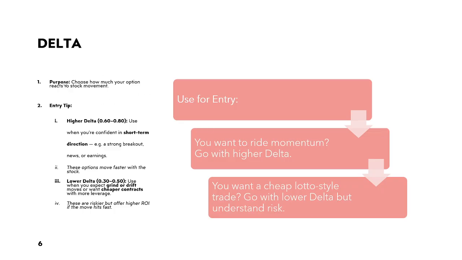So the purpose: choose how much your option reacts to the stock movement. That's what delta is. If you want a higher delta, you're looking at something like 0.6 to 0.8 when you're confident in a short-term direction. Let's say SPY is breaking out, or you're on the 4-hour chart and you just broke out of a downtrend, right? And you're thinking, okay, this is going to go and it's going to go fast. We have news, we have earnings, things like that. That's when you would want a high delta.